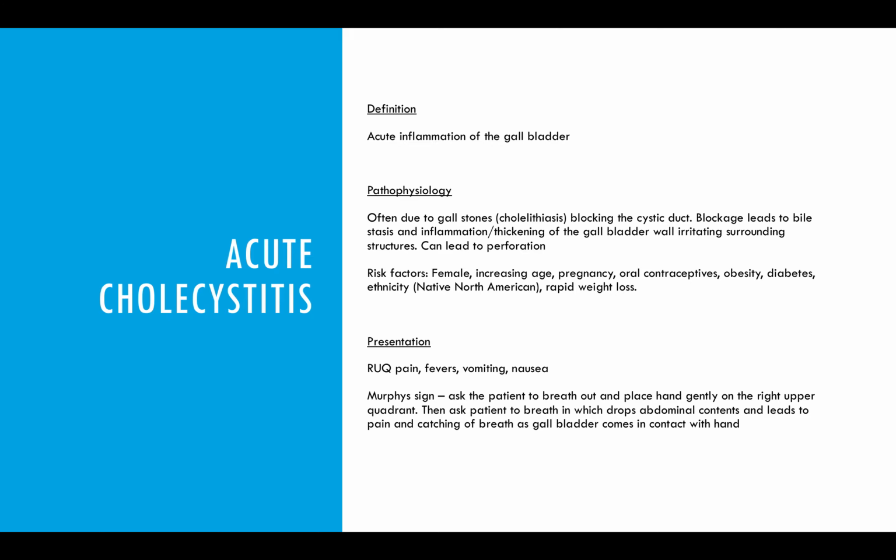So they get right upper quadrant pain. They can often have fevers, vomiting, nausea. Murphy's sign, so we spoke about this before, but basically you ask the patient to breathe out and you place the hand gently in the right upper quadrant, and then you ask them to breathe in, which drops the abdominal contents, and the gallbladder hits your hand and their breath catches.